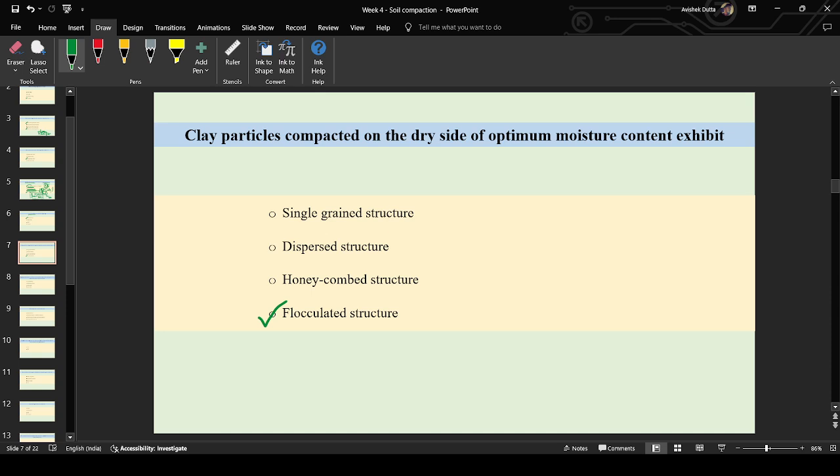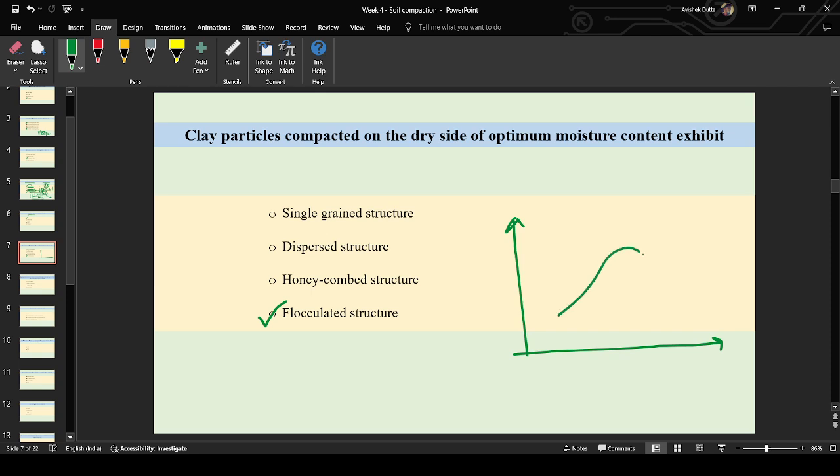Similarly, can we say that at the optimum, it's also more dispersed, or which is the correct option? Less flocculated or more dispersed? I have to say that I haven't checked. It was a very good insight you have. I have seen it. For example, a flocculated structure is also called a random oriented structure.